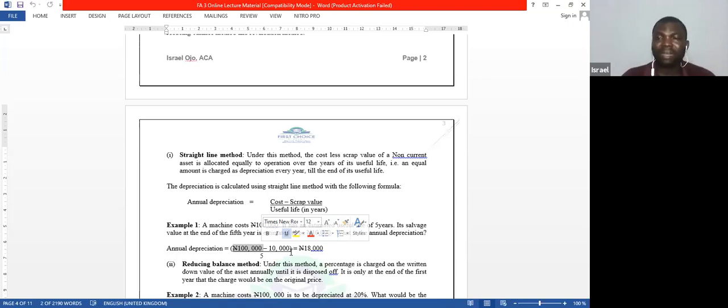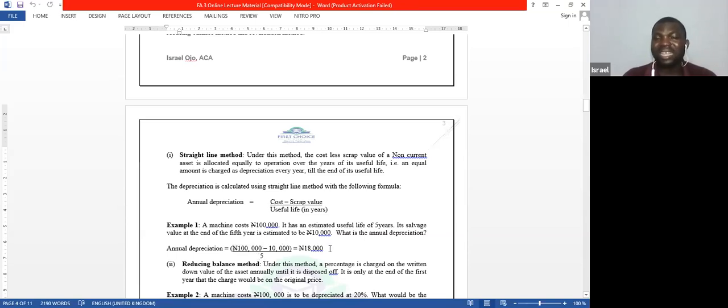because you estimate it. That's when I mentioned in the beginning of the class, IAS 8, that talks about changes in accounting policy and estimate. That's what the standard allows the accountant to do, to make a professional judgment on the useful life of an asset, based on the findings in the market. So the asset is expected to last for 5 years. So 100,000 minus 10,000 divided by 5 will give us 18,000.